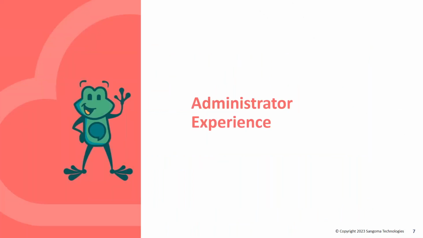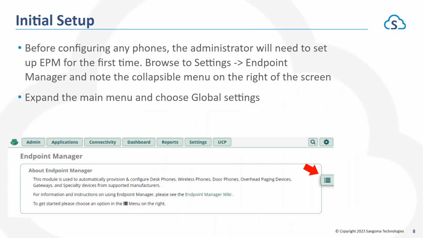So let's do a quick overview of what the administrator sees when they're using Endpoint Manager. As part of the initial setup before configuring any phones, the administrator will need to set up for the first time. You need to browse to Settings, Endpoint Manager, and note when you get there that there is a collapsible menu on the right side of the screen that may or may not be collapsed by default, depending on your system config. You can expand that main menu, and from there you choose Global Settings.